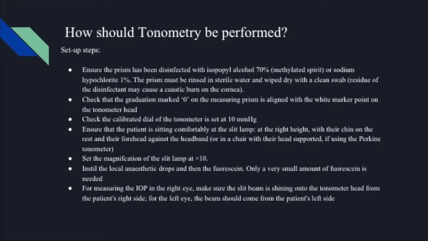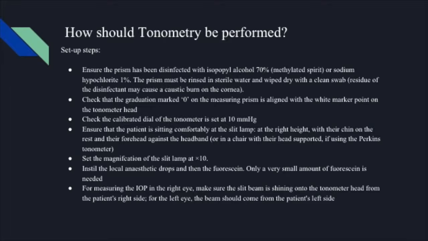So there will be a video representation shown shortly on the process. However, I will give a brief overview on how it's performed. So firstly, you're going to be ensuring the prism's been disinfected and cleaned and ready to be used. You're then going to check the graduation markers on the measuring prism are aligned with the white marker point on the tonometer head. You're going to check the calibrated dial of the tonometer is actually set to 10 millimeters of mercury, and then you're going to be checking the patient is sitting comfortably at the slit lamp. So they're at the right height, their chin's on the chin rest, and their head's resting against the forehead band.